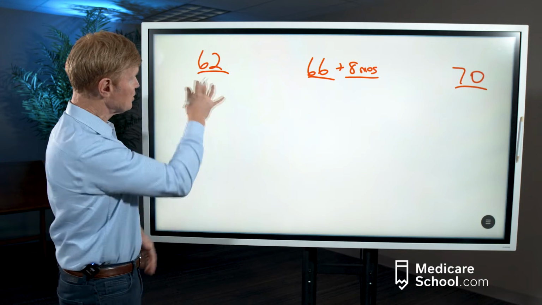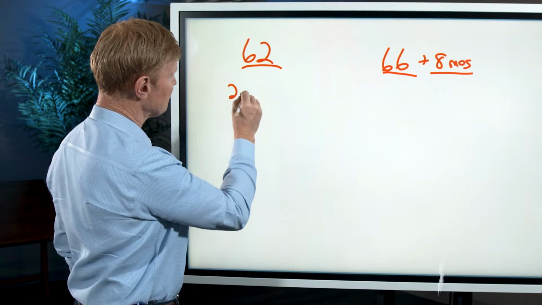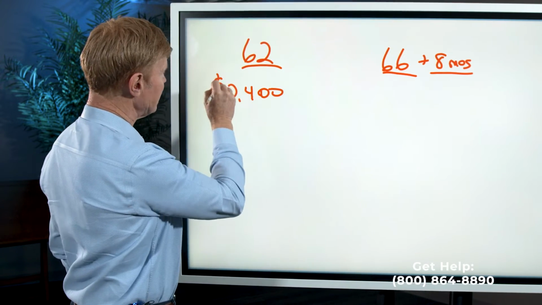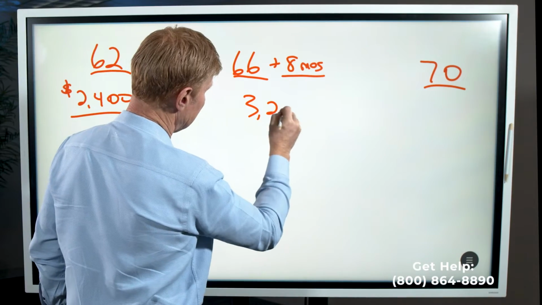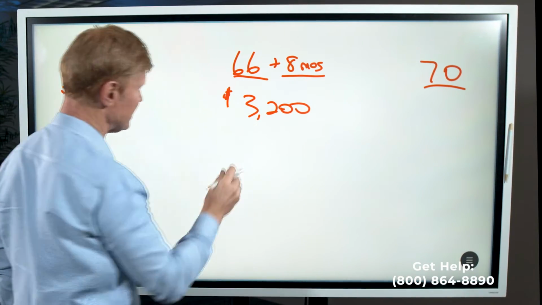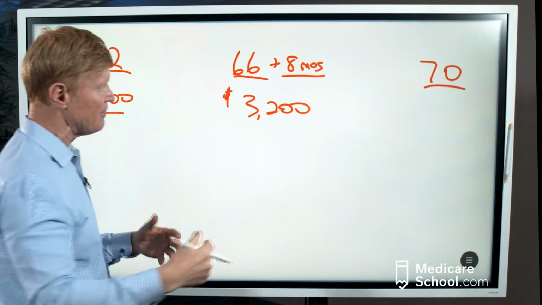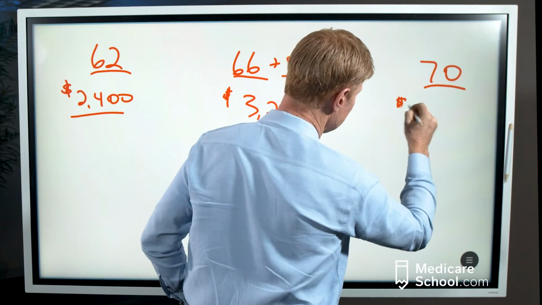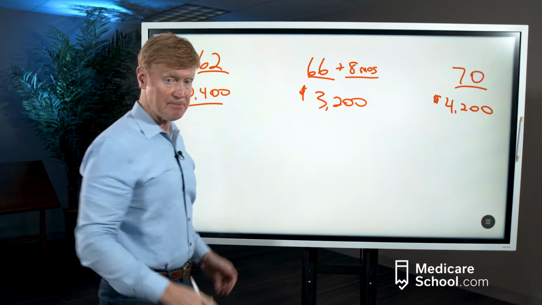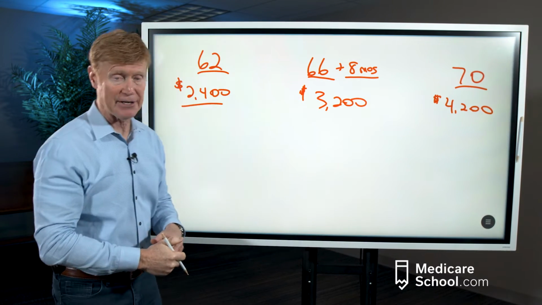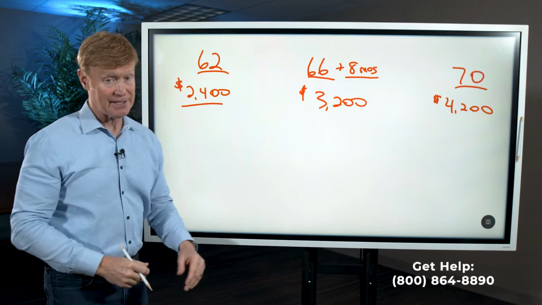All right, so let's suppose at 62, they're eligible for $2,400 in monthly benefit. At 66 and 8 months, let's say they're eligible for $3,200. And again, I'm just giving you kind of a rough idea on this. Or if they wait to age 70, they're eligible for $4,200 in Social Security because they delayed and they grew that by $1,000 a month. So you can see the difference here in these amounts.